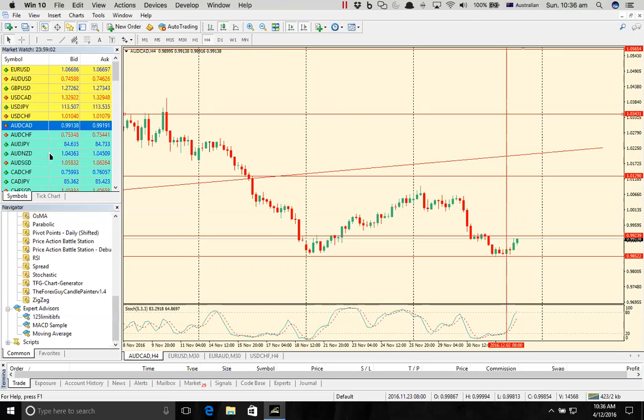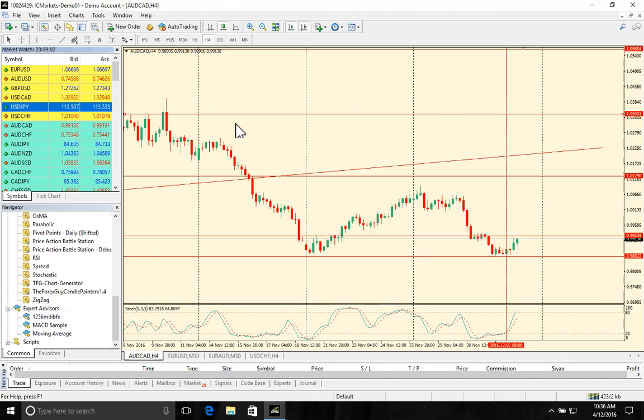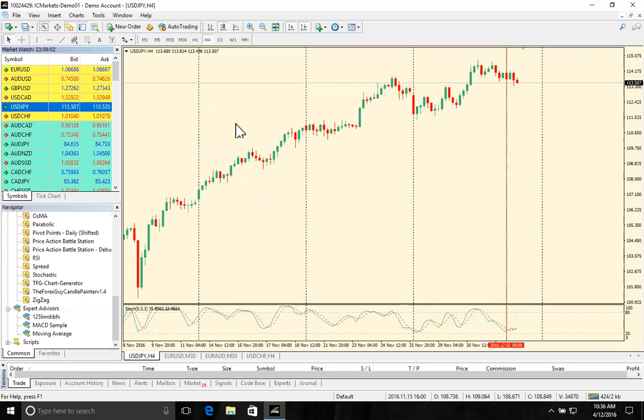Okay, so I took the screenshot here. I'll put my comments and we will check tomorrow what's happened. Okay, so USD JPY. Now this is super easy on the 4-hour chart for tomorrow.